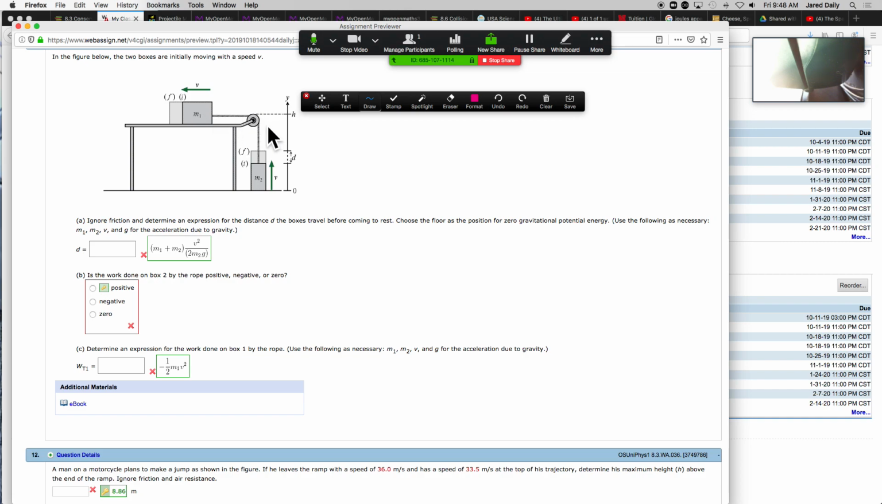So you have to figure out what the force is in the rope, and since there is no friction, there's only one force on this rope, and that force is from this box. Right? This box is exerting a force of m times g on that rope. That means the tension in the rope is m times g. That means the work done is m times g times the distance that this box moves. And they want you to use m1, m2, v, and g for the work done.